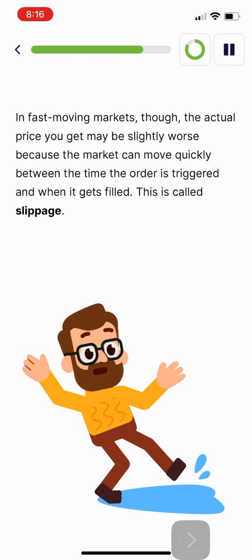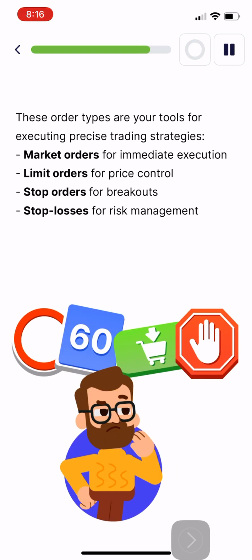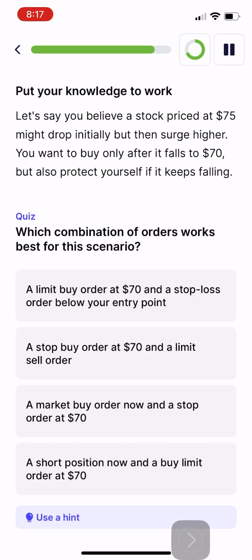This is called slippage. These order types are your tools for executing precise trading strategies: market orders for immediate execution, limit orders for price control, stop orders for breakouts, stop losses for risk management. Time for a quick quiz.